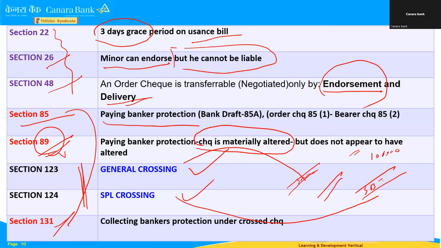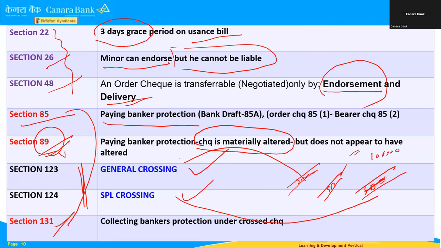Now, whether general crossing, can I make it special? Yes, I can make it. Can I put SBI? Special crossing ho gaya na? I can make it. But general crossing, can I make it special crossing? Special crossing already has SBI. Can I make it general? I cannot make it. How can I cut SBI in between? So that is the reason a general crossing can be made special crossing, but a special crossing cannot be made general crossing.